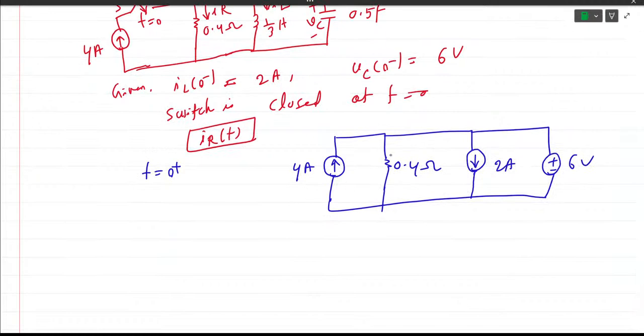So this is your R, this is your IR. Can anyone say what is the IR at 0 plus? You can see 6 volt is exactly acting across the 0.4 ohm resistor. So IR(0 plus) is equal to 6 upon 0.4, 60 upon 4, that is 15 amps, right?